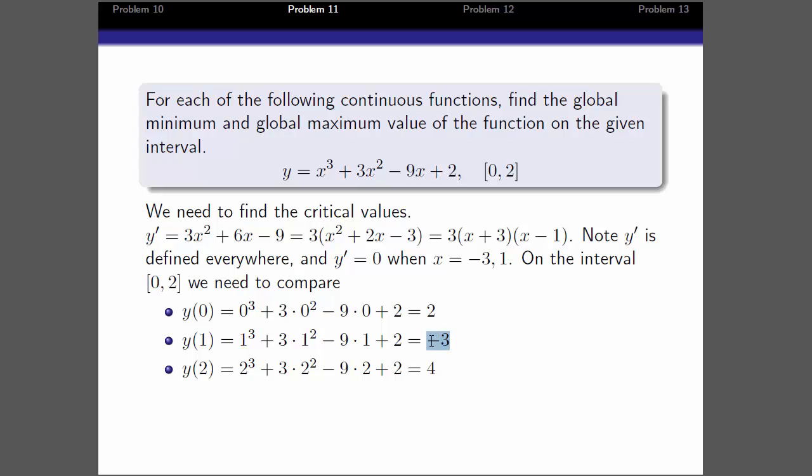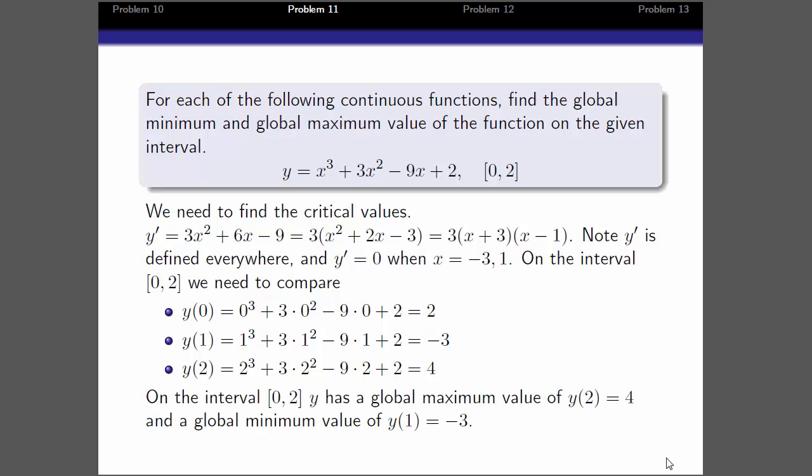4 was the largest, -3 was the least. So on the interval from 0 to 2, y had a global maximum value of 4 and a global minimum value of -3.